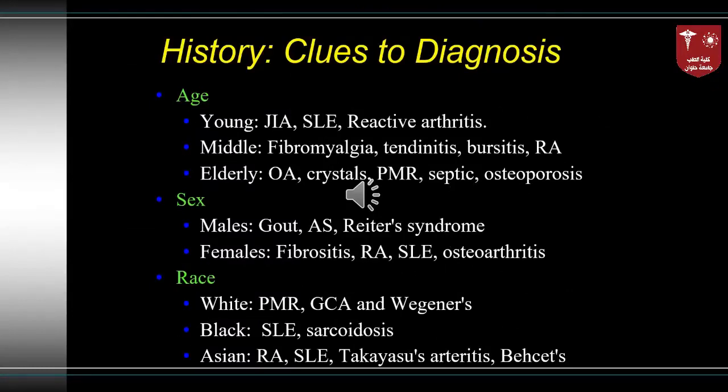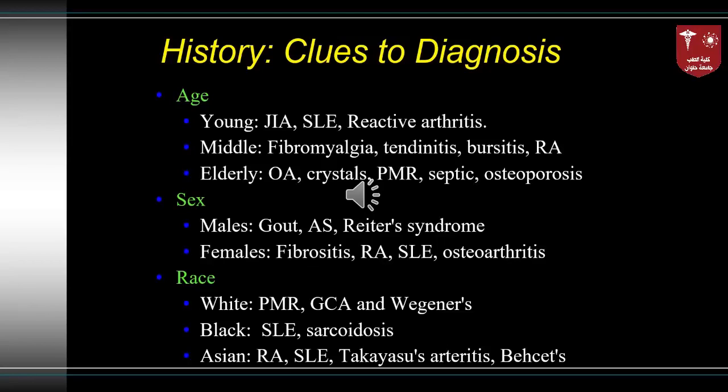And during history, we have to get some clues to get to our diagnosis. Usually in the history, we ask about age, sex, race, and so on. That is because some diseases are common in certain age groups, some diseases are common in a special gender, male or female, and some diseases are common in some races.